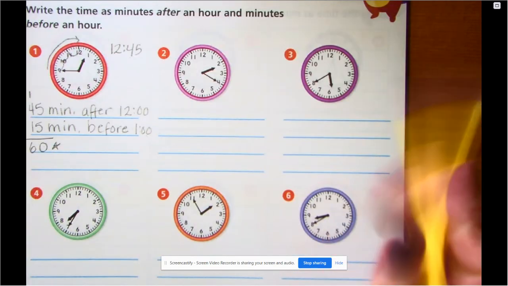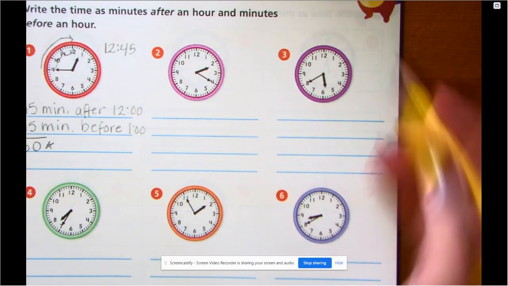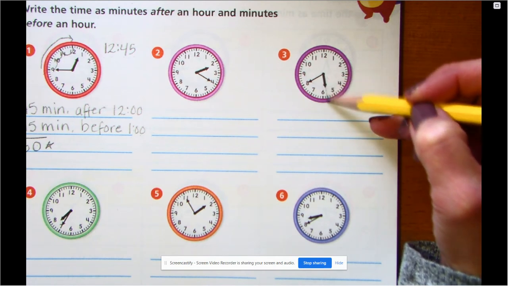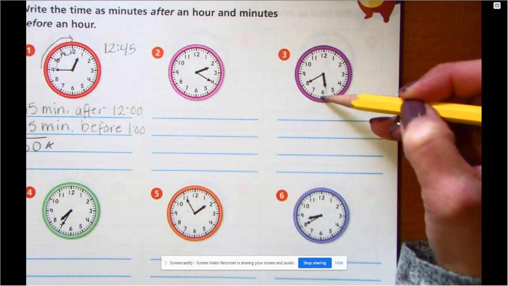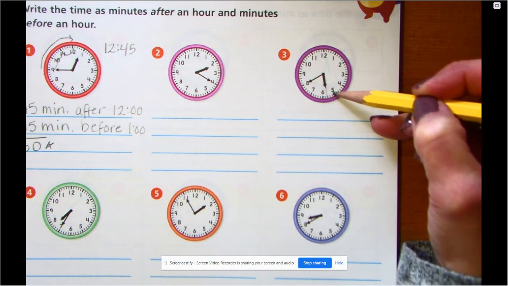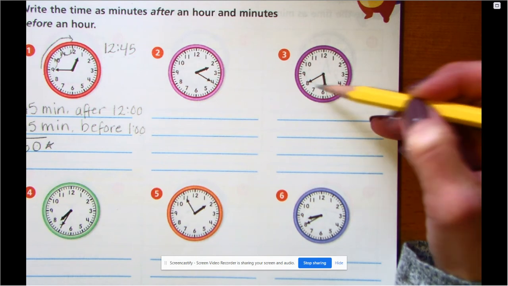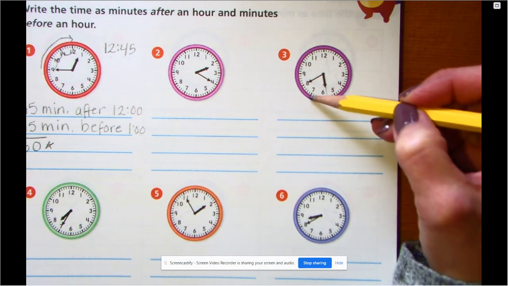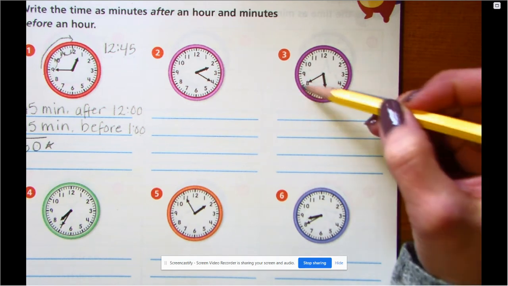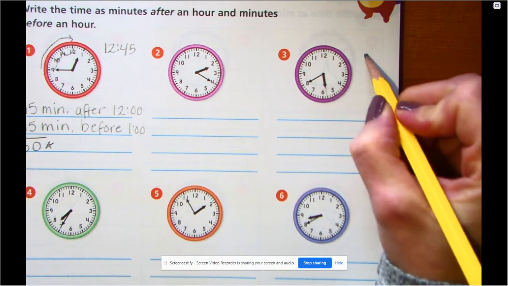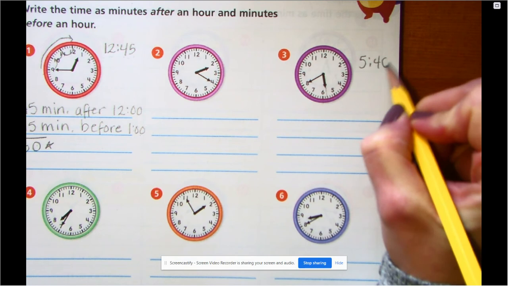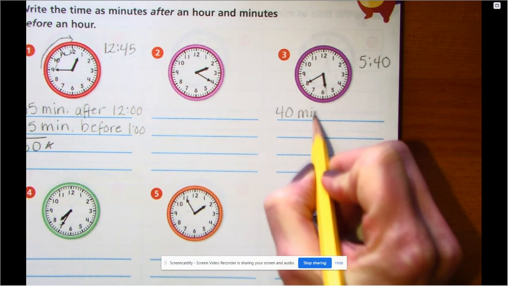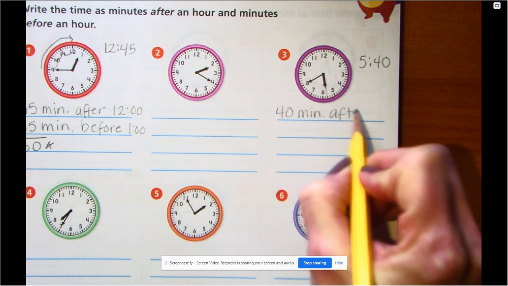Now let's hop over here to number 3. If I look at that clock, I look at my hour hand, that's the shorter one and the thicker one, right? It's hitting about right there. So it's after 5, but it's not quite 6. So it's something after 5 o'clock, right? If I look at my minute hand, I know that 30 minutes is down here, 35, 40. So 40 minutes after 5 would be 5:40. So we're going to write 40 minutes after 5 o'clock.